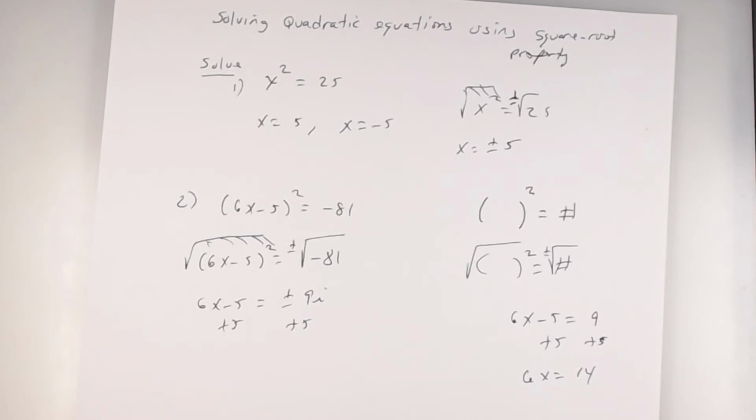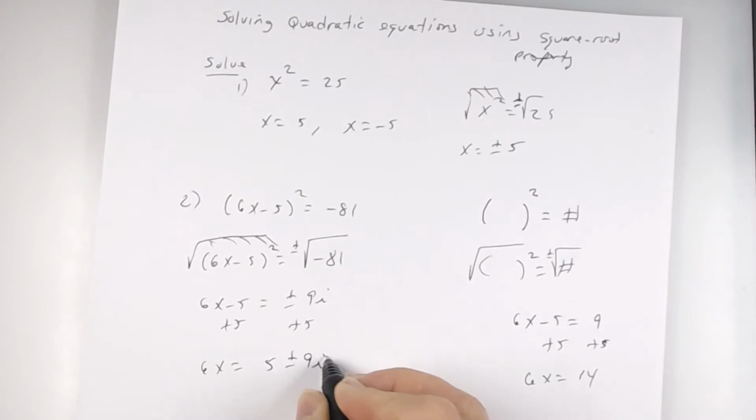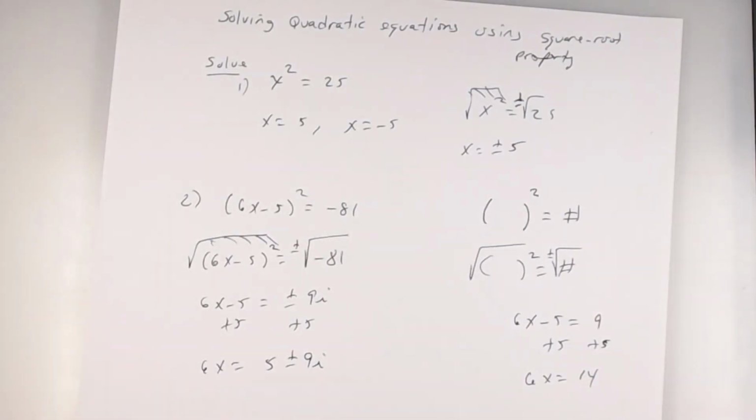So what you're going to do is, and also remember that plus and minus goes with the 9i, right? It does not go with the 5, it goes with the 9i. So what you got to do at this point is say, well, 6x is going to equal 5 plus or minus 9i. That's what needs to go there. Those are not like terms.